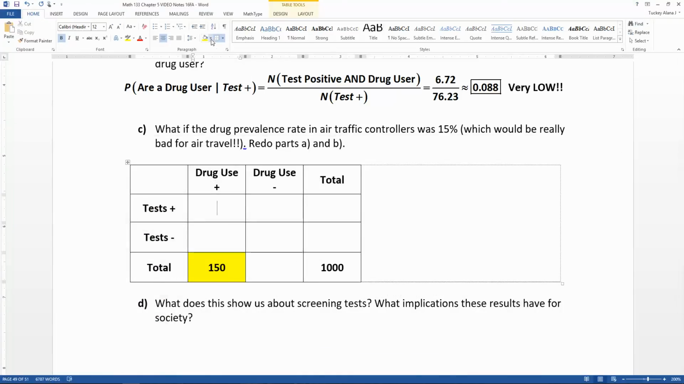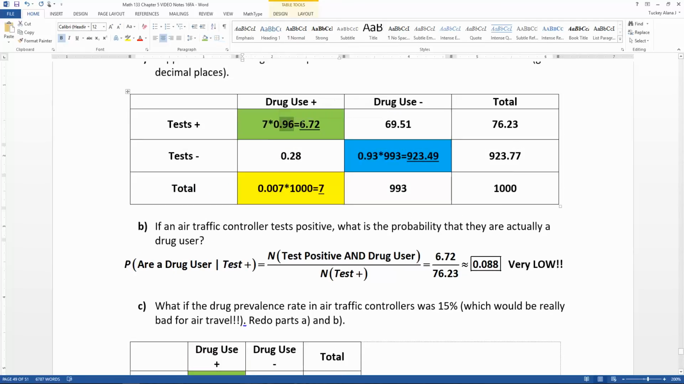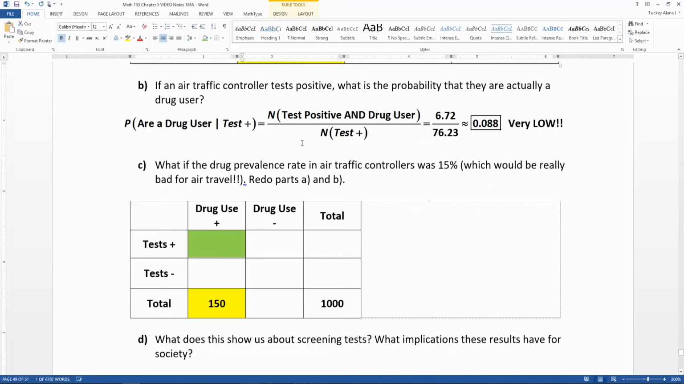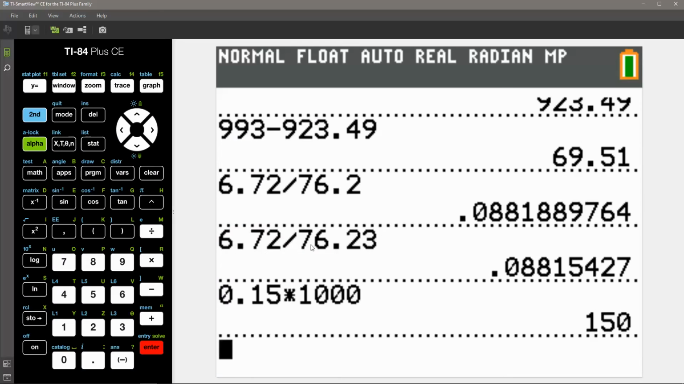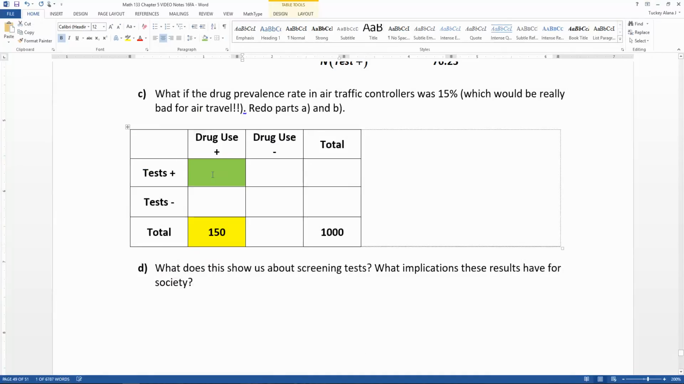Okay, well now I still find my sensitivity the same way as I did before. I take 0.96, which is my sensitivity, and I multiply it by my total, which is 150. So 0.96 times 150 gets me 144. So this number right here becomes 144, and this number is 6.